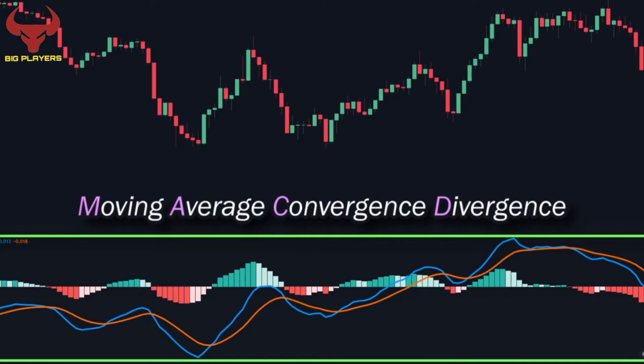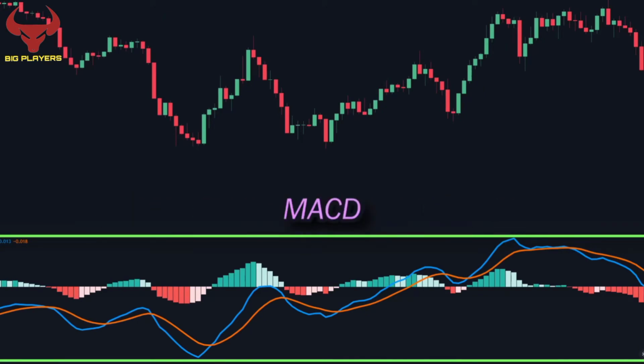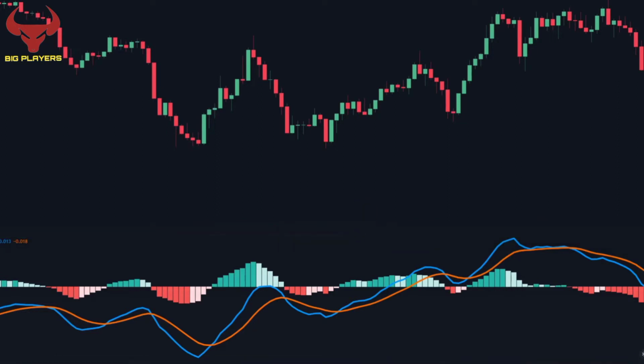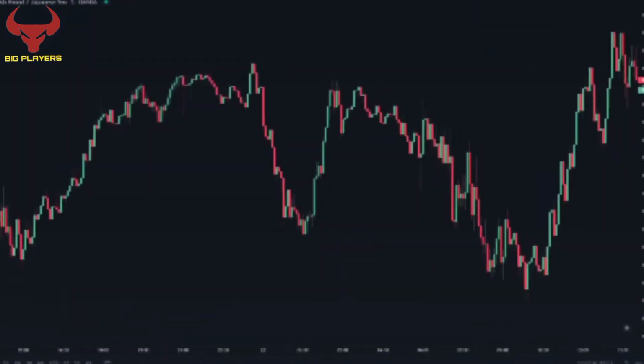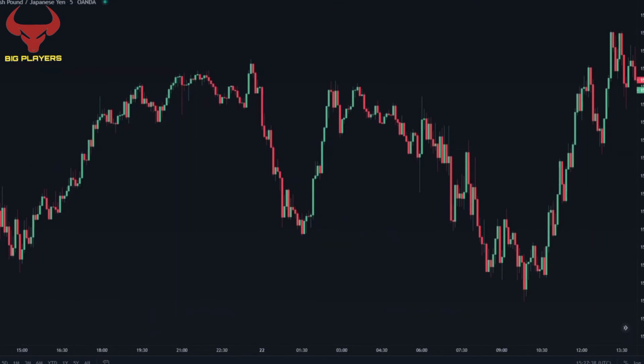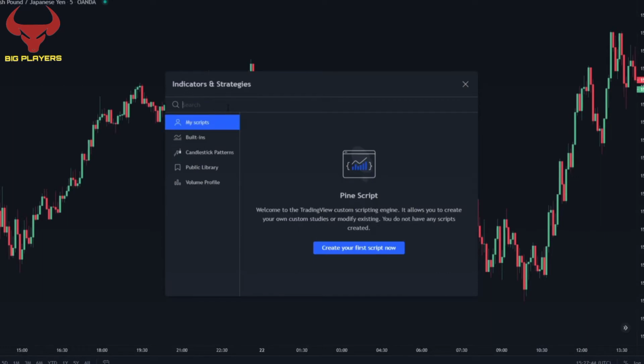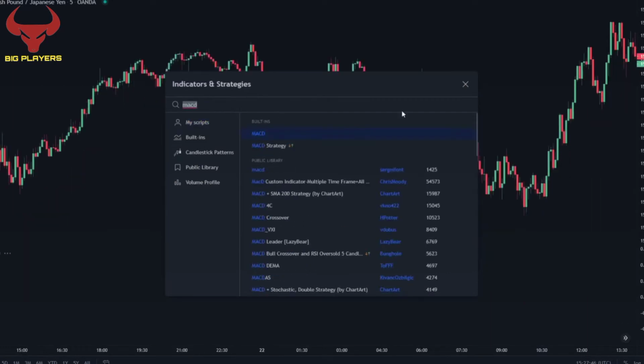The Moving Average Convergence Divergence, also known as the MACD, is one of the simplest and most popular indicators used by traders. Essentially, it is a trend following indicator that shows the relationship between two moving averages. So first, let's apply it onto our chart. You want to go to the indicator section, type in MACD, and click the one on top.